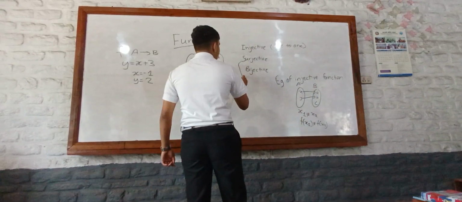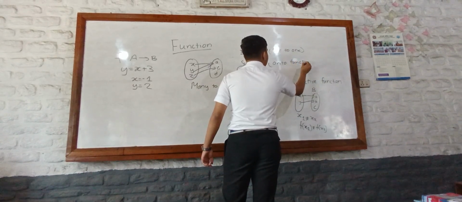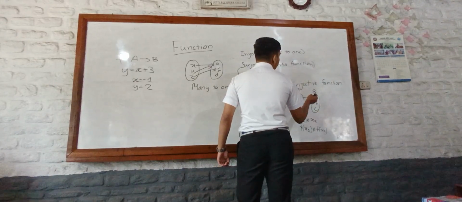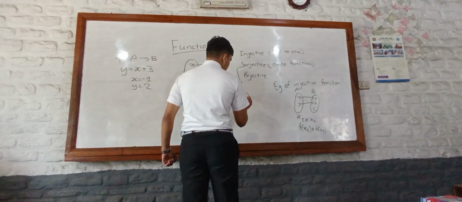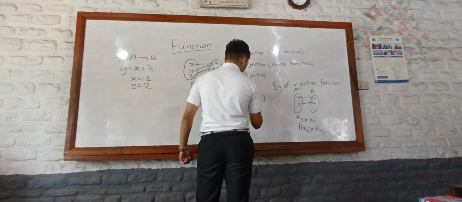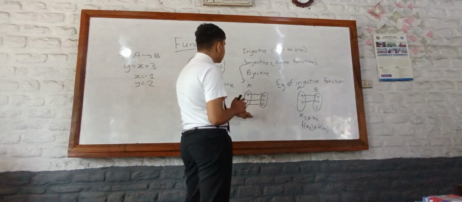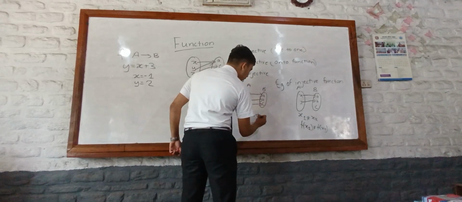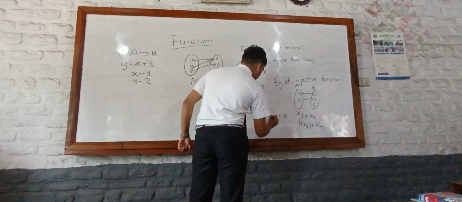And now for surjective, this is also known as onto function. So in this function, each element from set B must have at least one preimage of it in set A. So we can regard this as an onto function. So here the concept is that the codomain of B must be equal to the range of B.